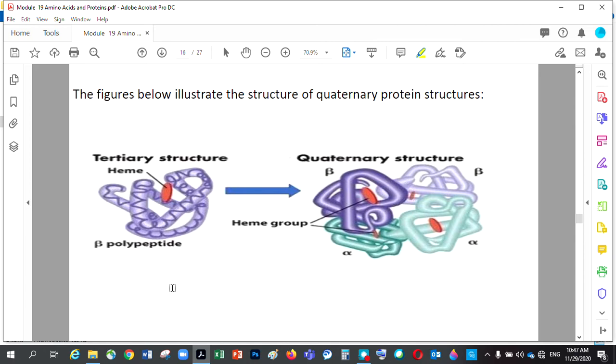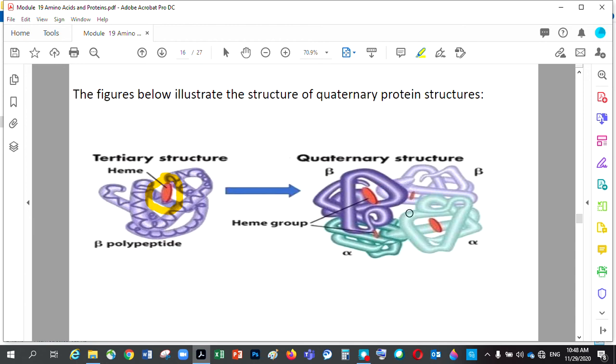Now if we have this tertiary, I can move the tertiary into what? Quaternary structures, correct? I can move this one here to quaternary structure. In this sense, if I have a tertiary structure of an amino acid chain and I have a heme, this red one is a heme compound here, correct? This is a polypeptide, beta polypeptide, this tertiary structure.